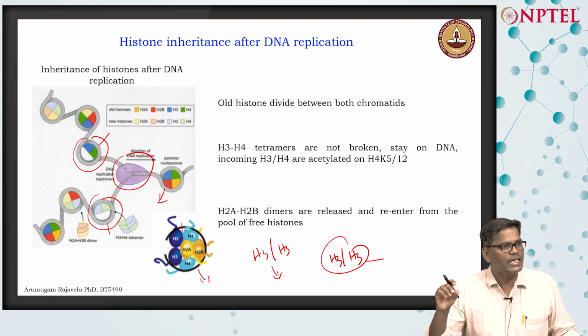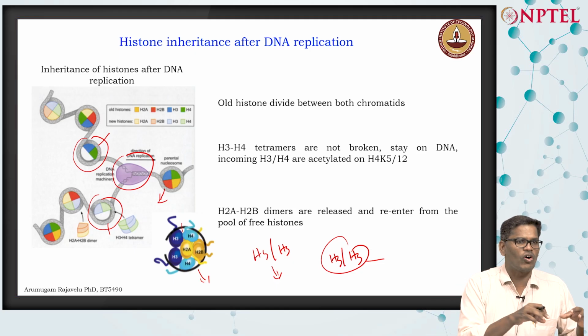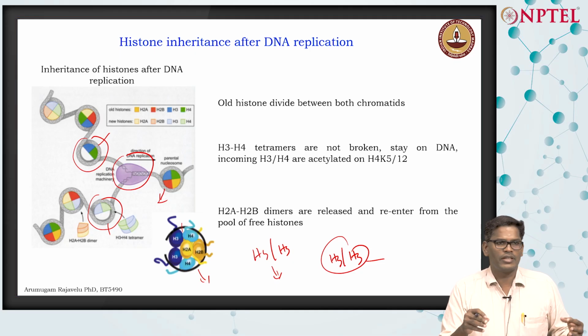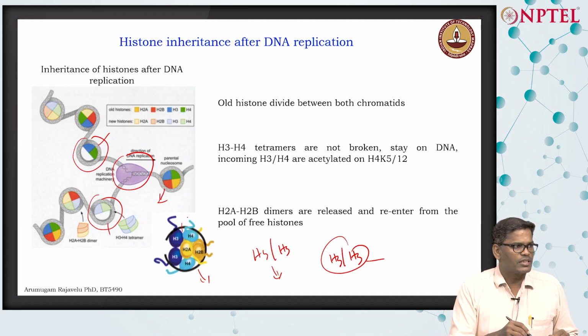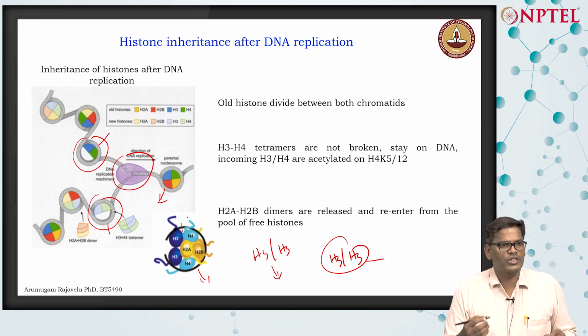Then only are you maintaining the heterochromatic regions in your daughter cells, because more than 80% or 70% of the chromosomes are maintained repressed. That means these need to be repressed post replication. So that means the marks need to be inherited. Similarly, housekeeping gene marks need to be inherited. So all the inheritance takes place by the combination of assembly and then reassembly.